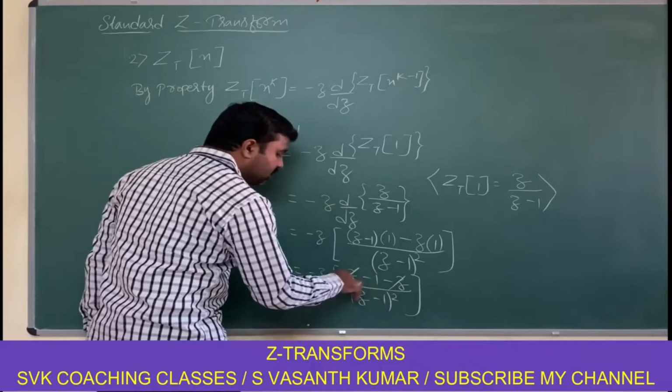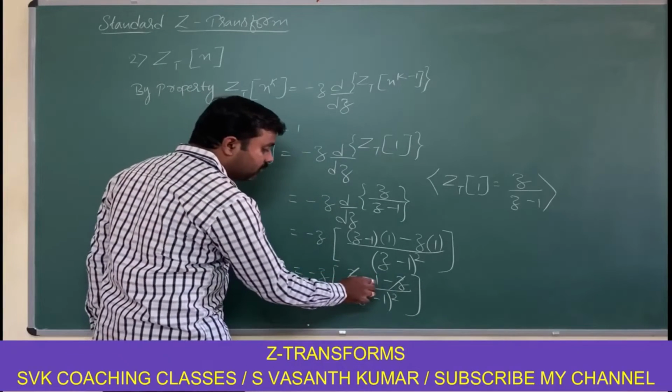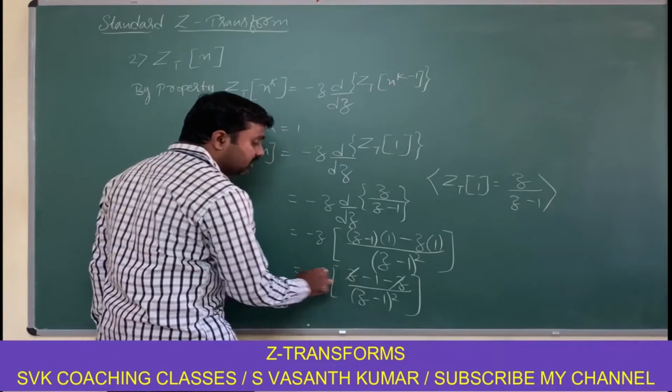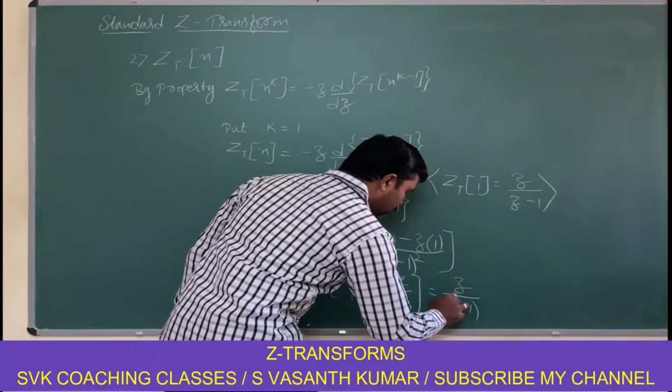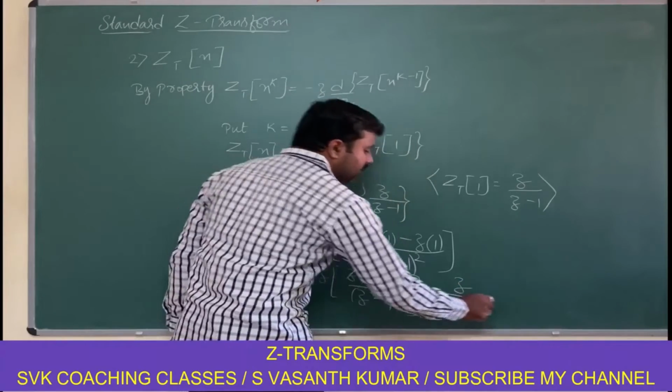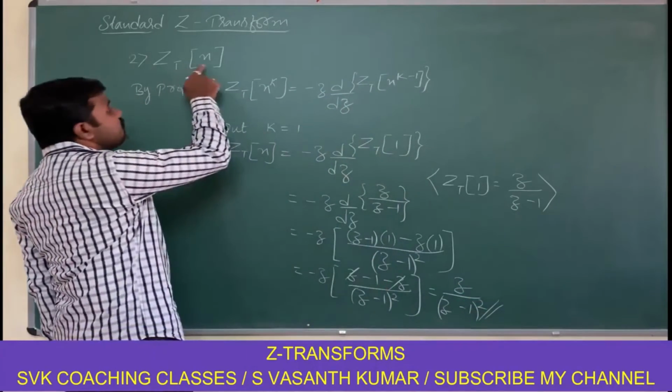So z and minus z get cancelled. You are left with minus 1 inside. Minus 1 into minus z is nothing but z by z minus 1 the whole square. This is the standard form of Z transform of n.